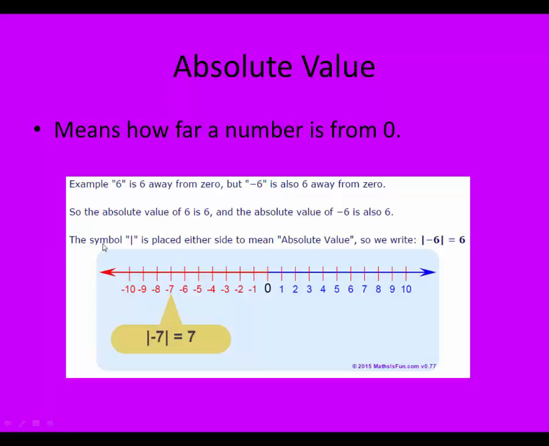The symbol for absolute value is placed on either side. They place these straight lines down to show that they want you to solve for absolute value. So the absolute value of -6 equals 6.